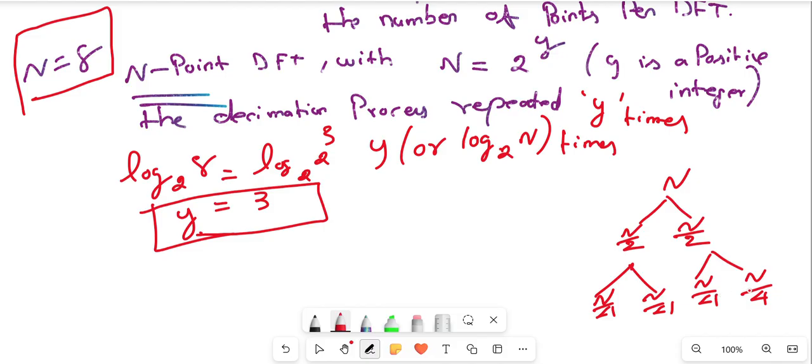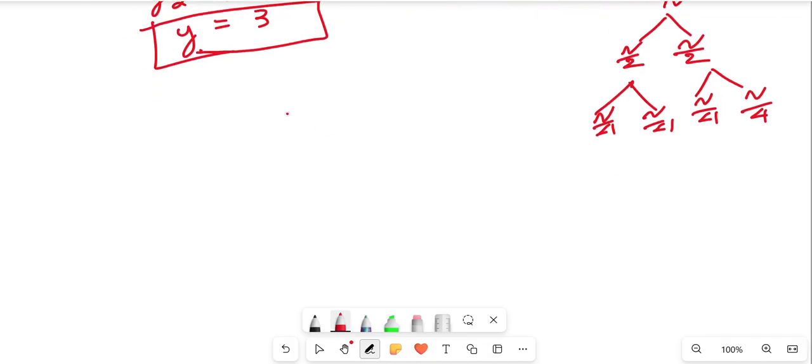So this basic computation is the 2 point representation, the butterfly representation. The basic 2 point butterfly structure, because it looks like a butterfly.